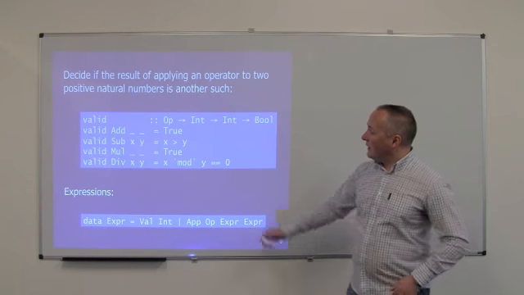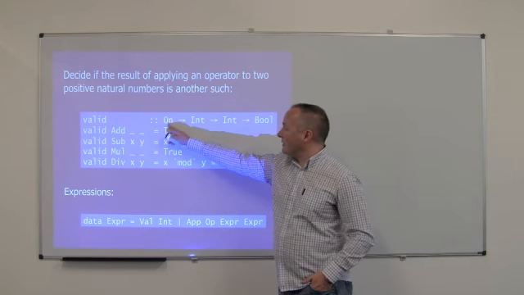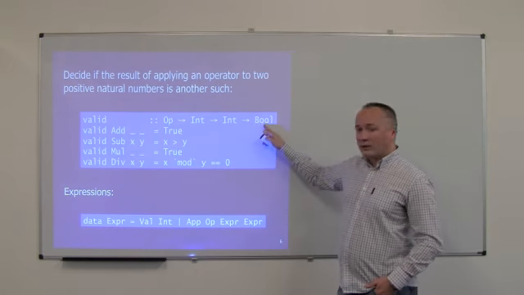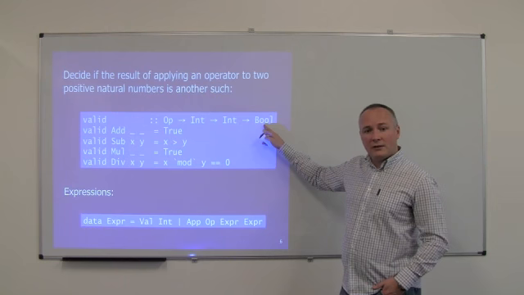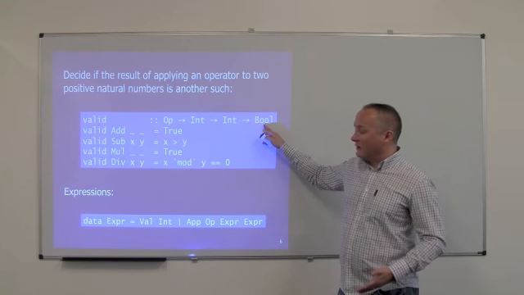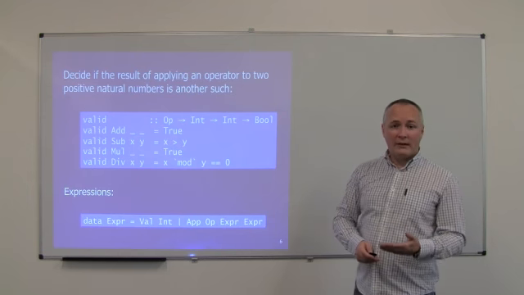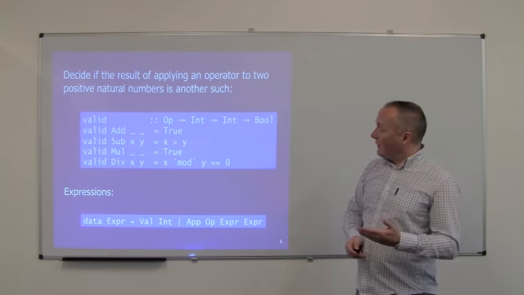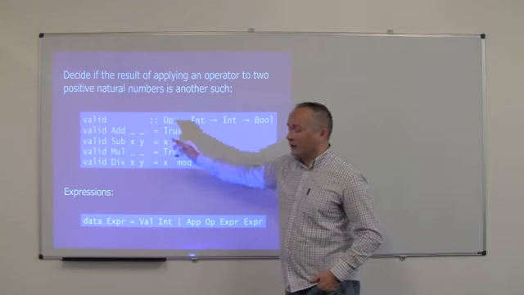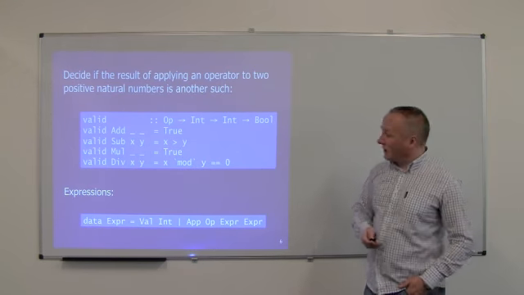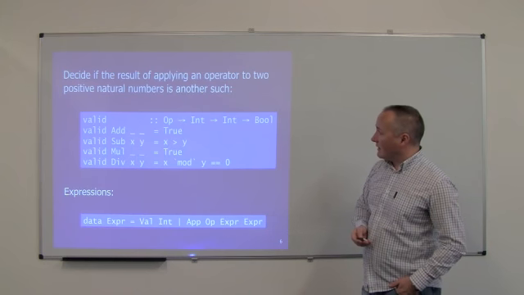What valid will do is it will take one of our 4 operators, it will take 2 positive natural numbers, and it will return true or false to say whether when we apply that operator we will get a result which is once again a positive natural number. So again, we have 4 ways of forming an operator, so we're going to have 4 equations in our definition for the function. So let's treat each of these one after the other.